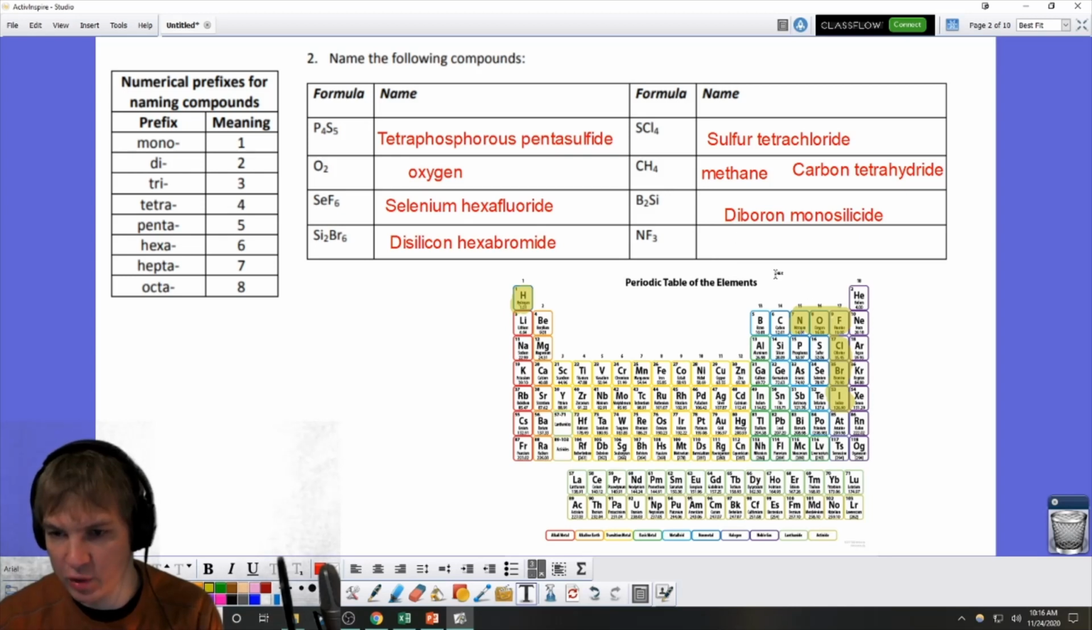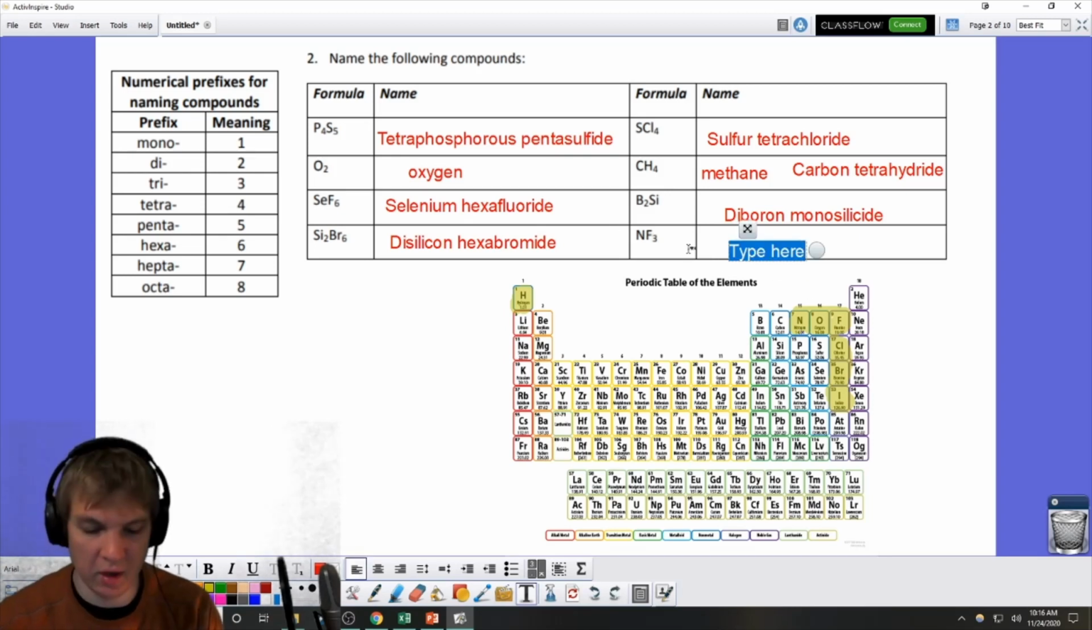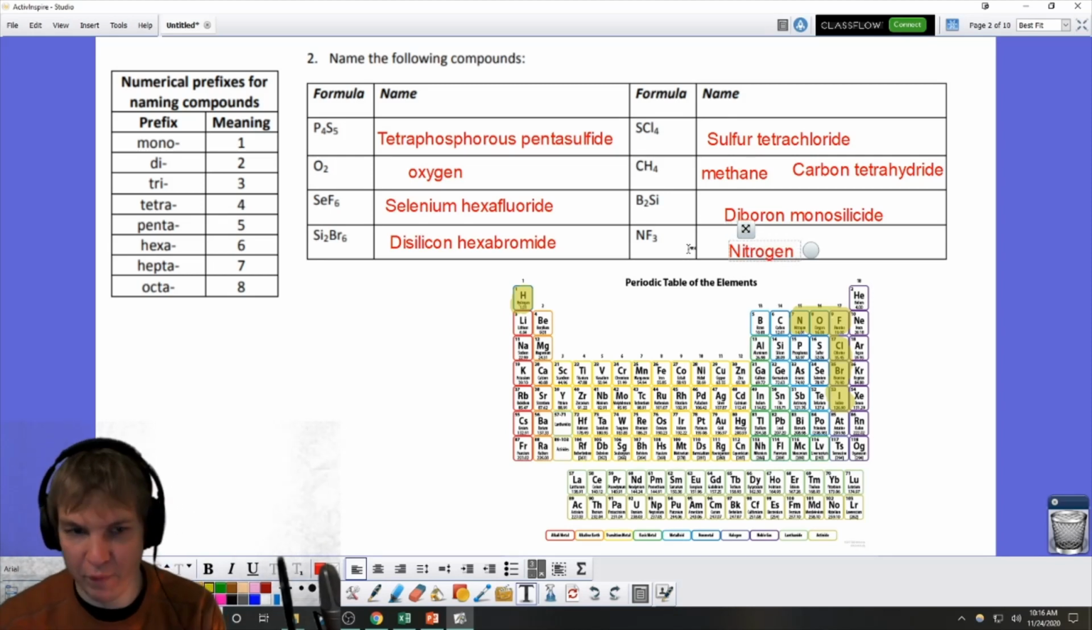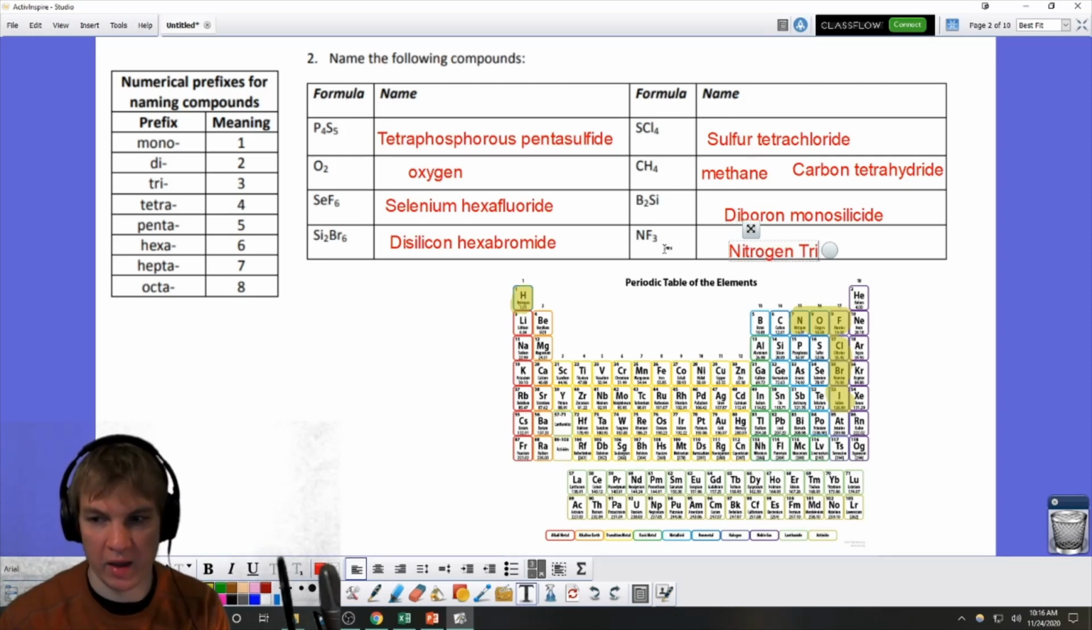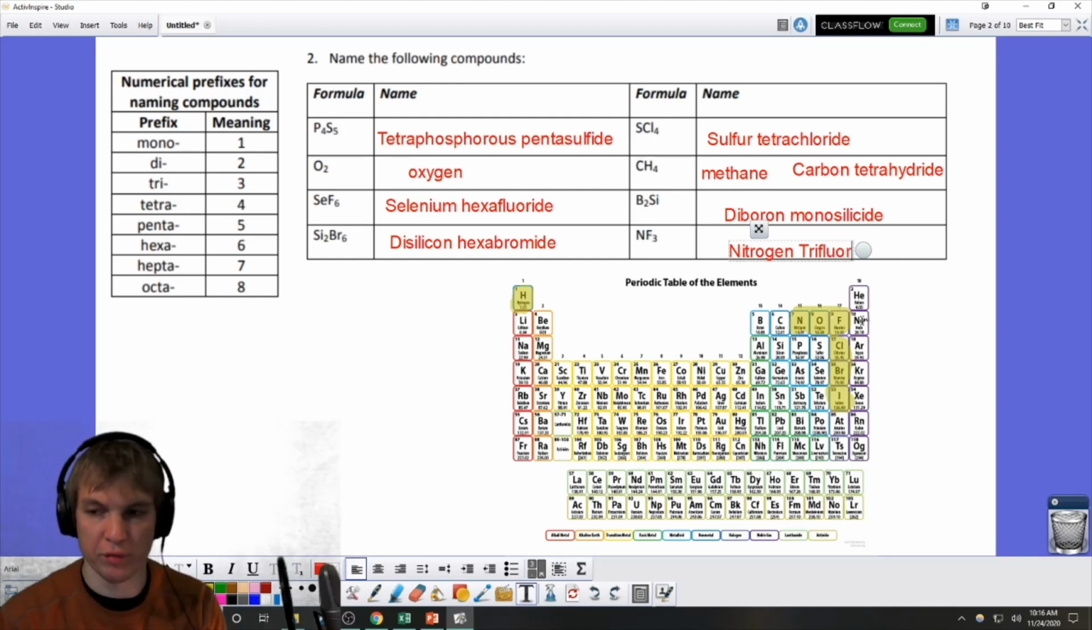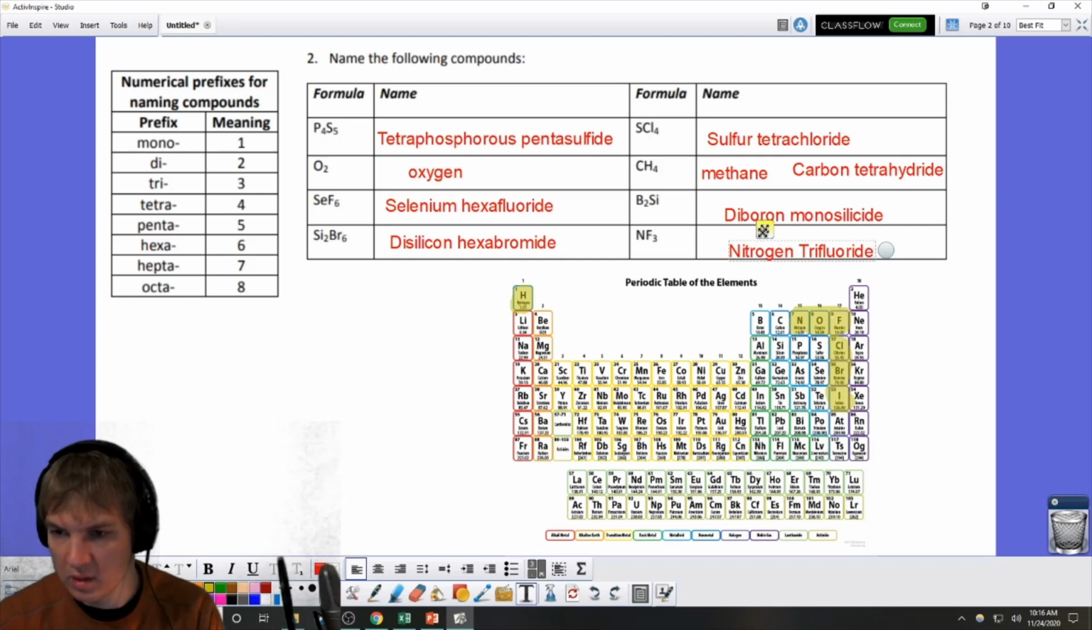NF3, so we have nitrogen just by itself, so we don't need to add mono there. It is nitrogen. And then F3, so 3 represents tri, and F represents the fluorine, but we're going to change it to fluoride. So this last one is nitrogen trifluoride.